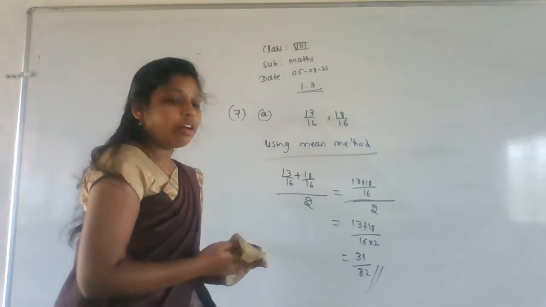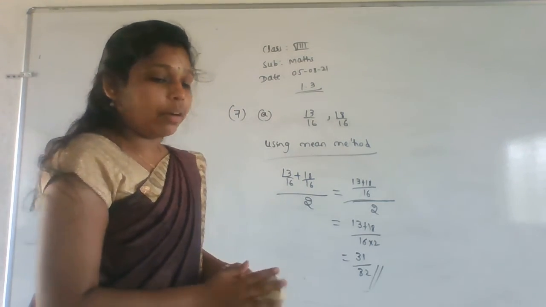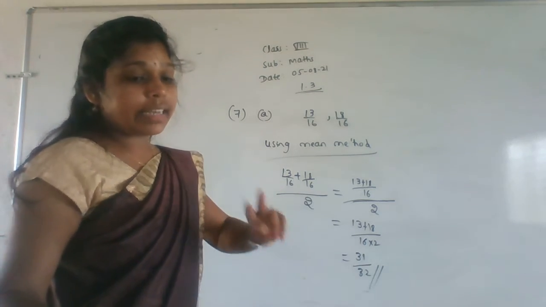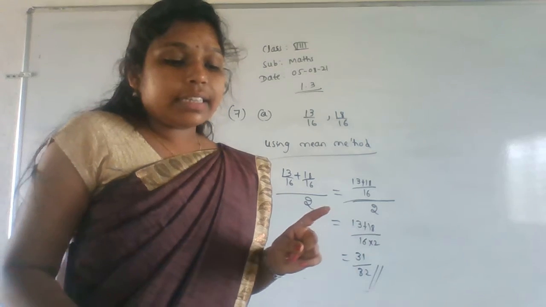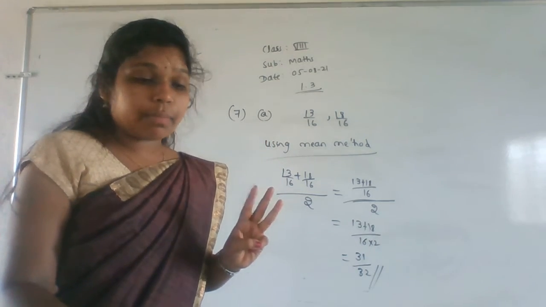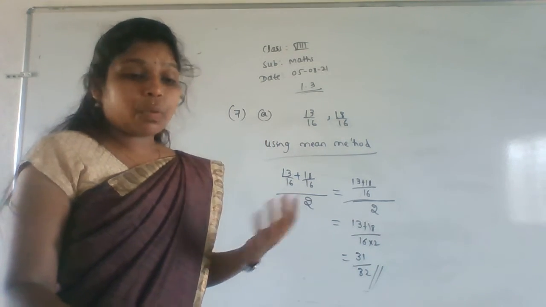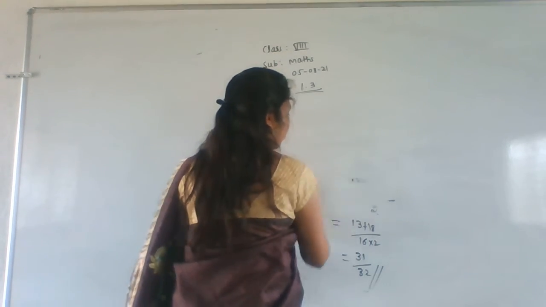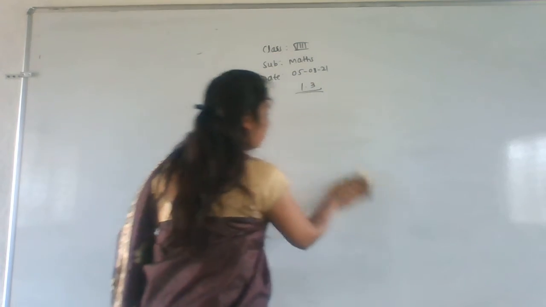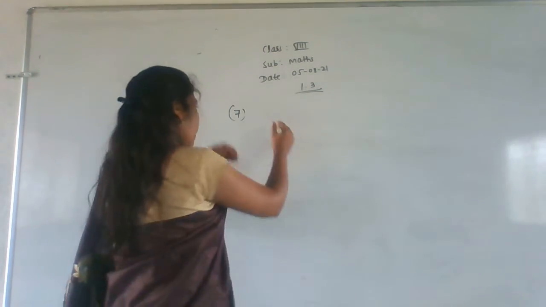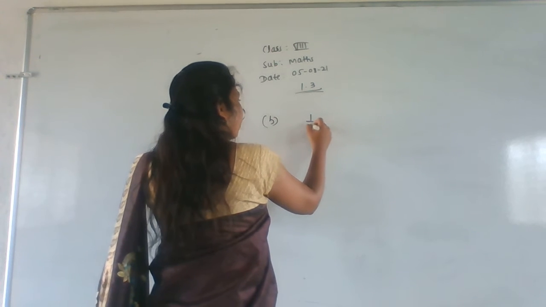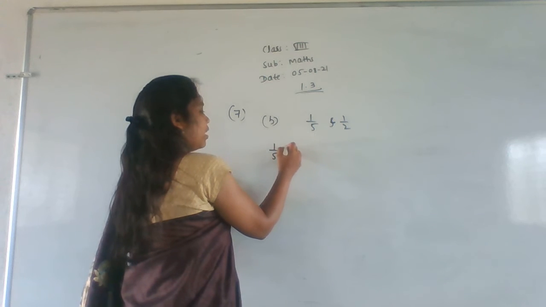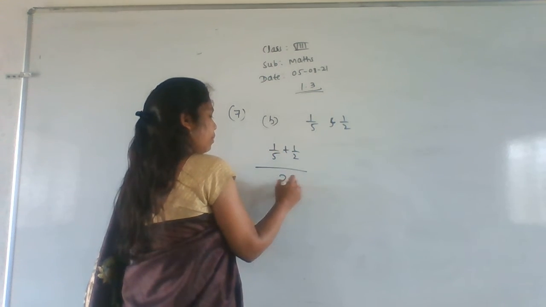Eighth one is finished. Find 3 rational numbers. First one they told only one rational number, that is 31 by 32. Next one, in B1 they told to find 3 rational numbers between 1 by 5 and 1 by 2 using the mean method only. 7th main B question. They gave 1 by 5 and 1 by 2. Mean method means 1 by 5 plus 1 by 2 divided by 2.